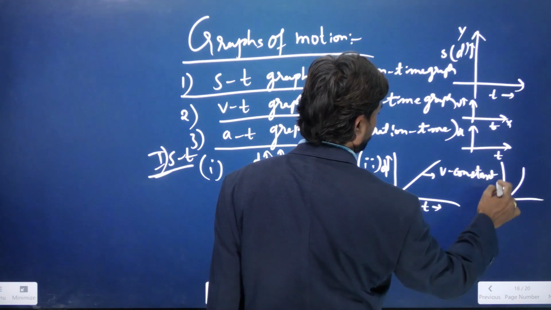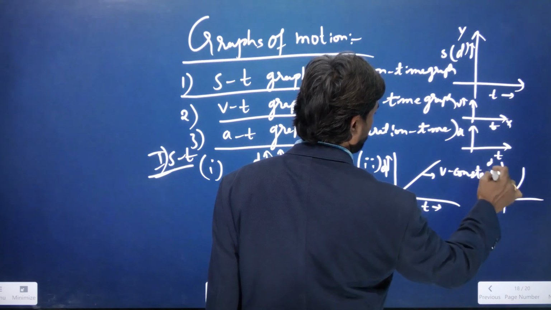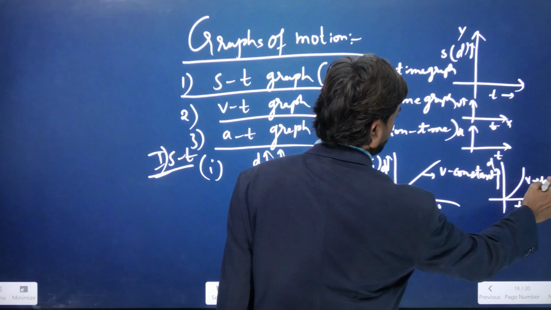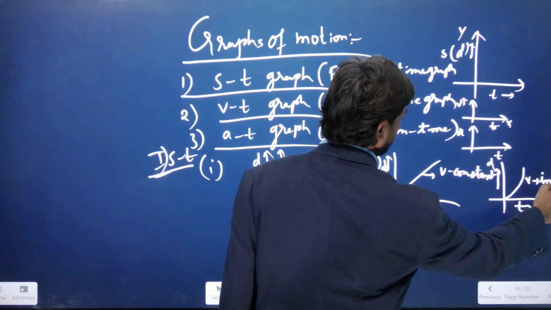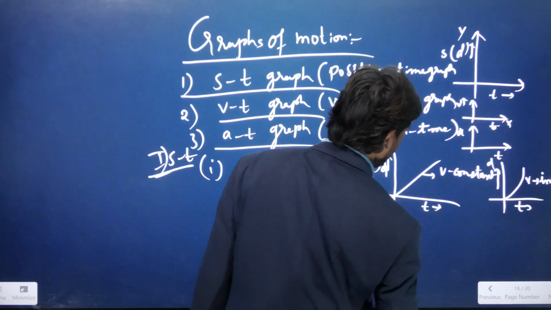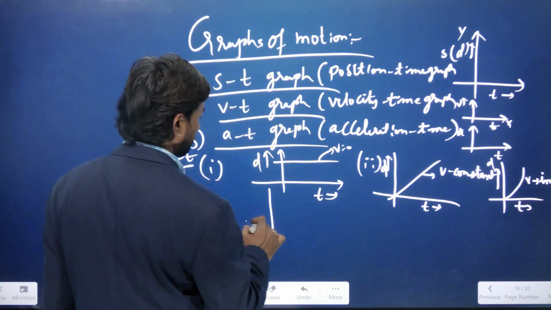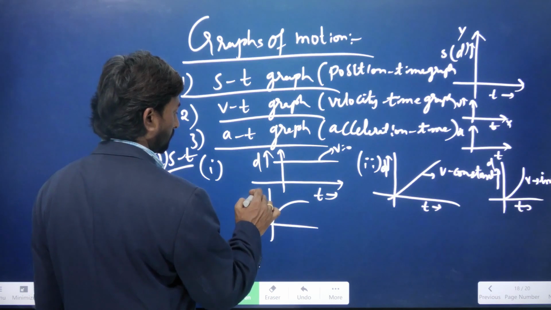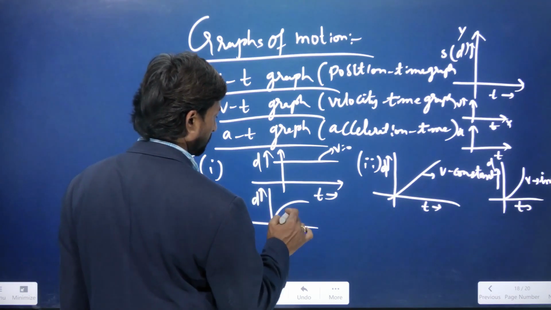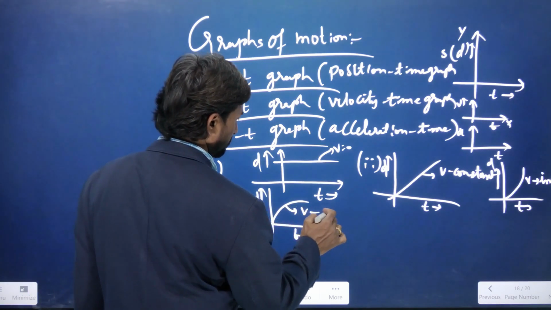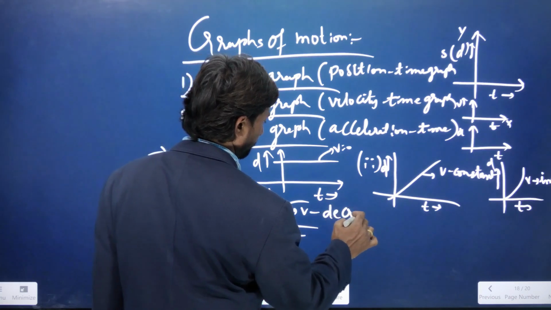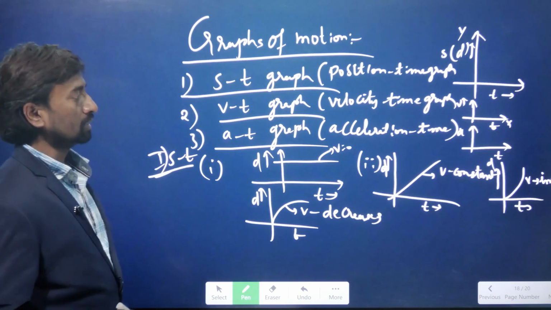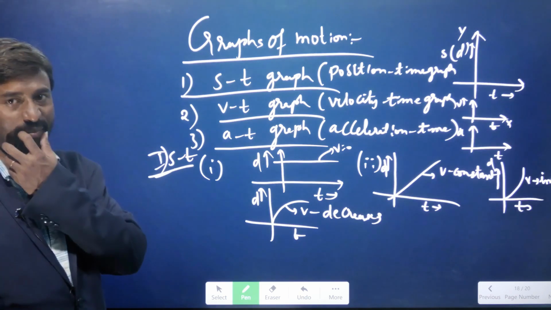If a body is moving with increasing velocity, this is displacement and here the time. So v increases, slope increases. And next, third case we have: if it is moving with decreasing speed, then this is the displacement-time graph. Here v decreases. Okay. So these are all the cases of the displacement-time graph.